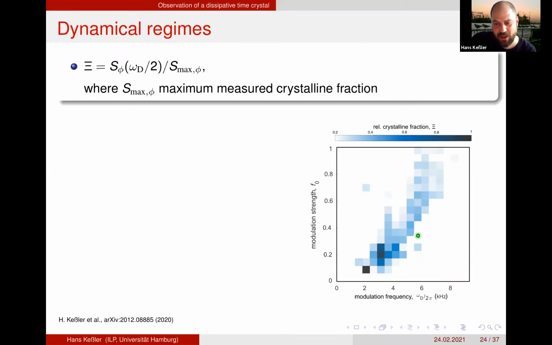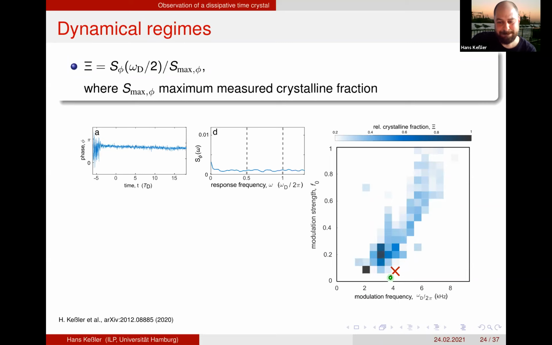What we observe is that for quite a large area in our driving parameter space, we observe this quite stable period doubling. Let's now have a closer look. We fix the frequency to 4 kilohertz, or slightly above 4 kilohertz, and increase the modulation strength.